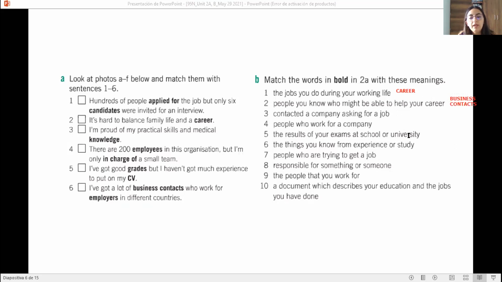Contacted a company asking for a job. Applied for. Applied for, exactly, applied for. Aplicar para un trabajo. Es decir, para aplicar generalmente nosotros tenemos que contactarnos con la empresa, ver o acercarnos a dejar nuestro currículum, etc. So, applied for would be the best match. Thank you. Number 4, people who work for a company.